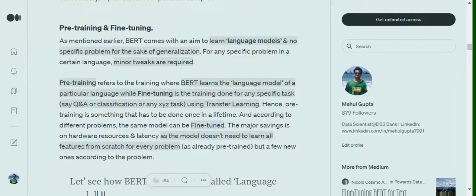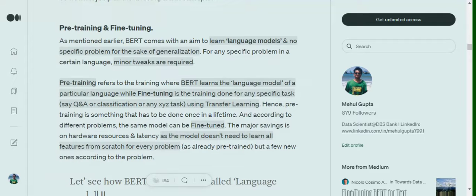So for example, if you wish to build a question answer system or text to text generation, first of all you would take a pre-trained BERT model that understands the language in which you are working, and eventually you will do the fine-tuning for that.